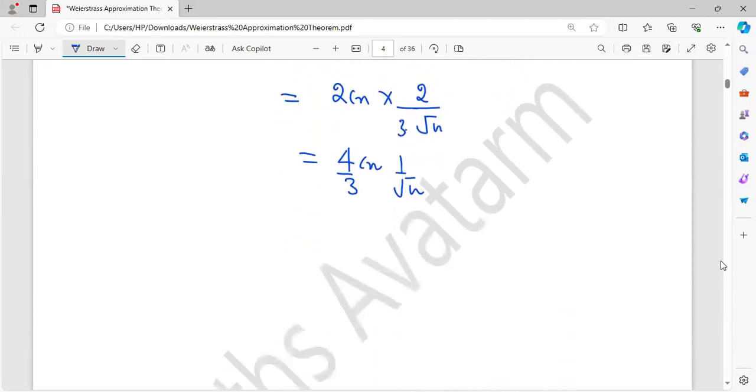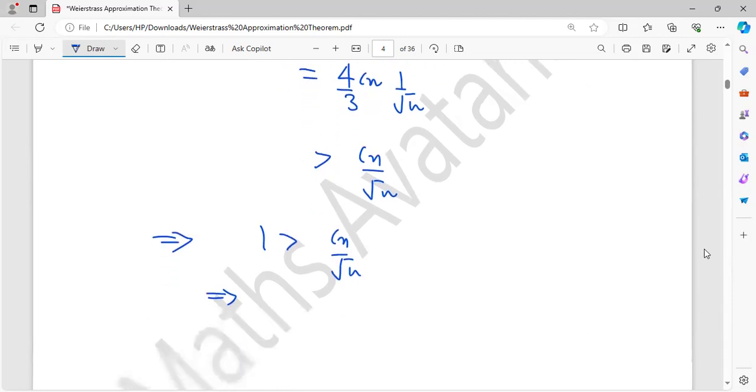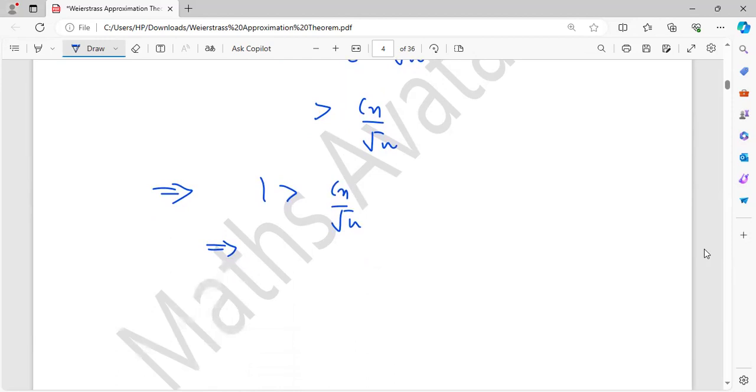But 4 upon 3 is greater than 1. So if I write 1 in place of this, this will be this. So finally, I started with 1 equal to the integral from -1 to 1 of P_n(x) dx. So this satisfies, and C_n is less than this bound.